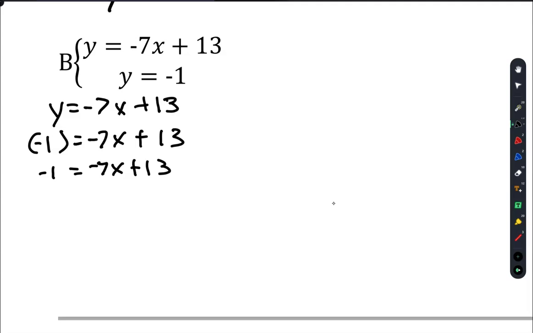If I add 1, there won't be anything on the left side, so I don't want to do that. I just want to subtract 13 on both sides. And that's going to give me negative 14 is equal to negative 7x.